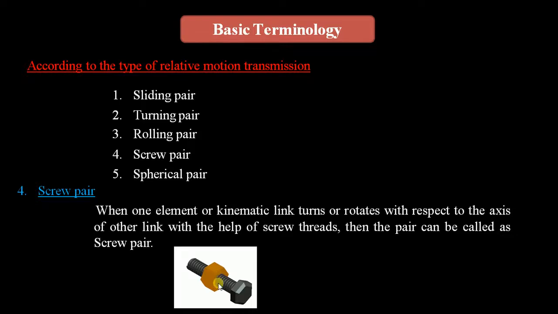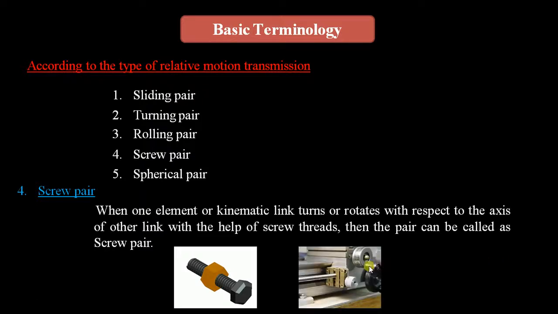So this nut and bolt can be taken as a simple example for a screw pair. And the main example, if you want to consider from a particular machine, is this part of the lathe machine. This is the entire carriage, and this is the lead screw. When you try to rotate this black wheel that is provided, the entire carriage will be moving over the lead screw with the help of the threads provided.